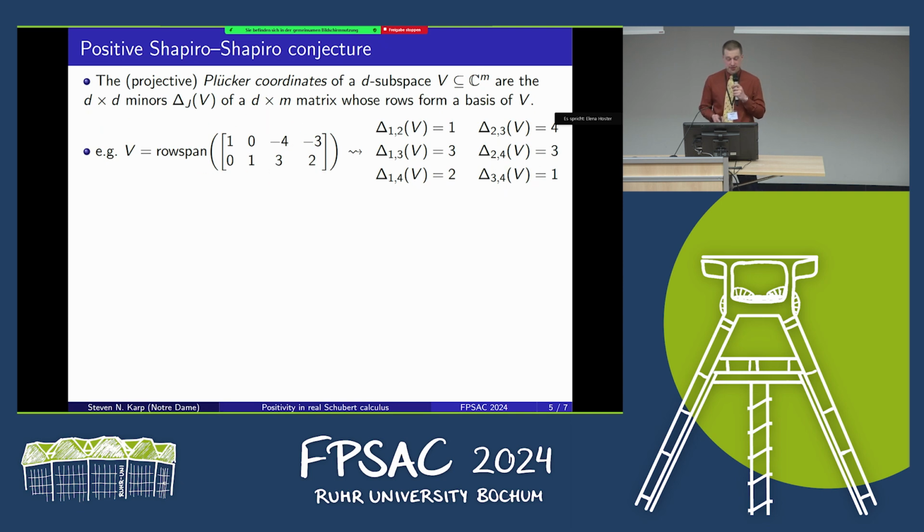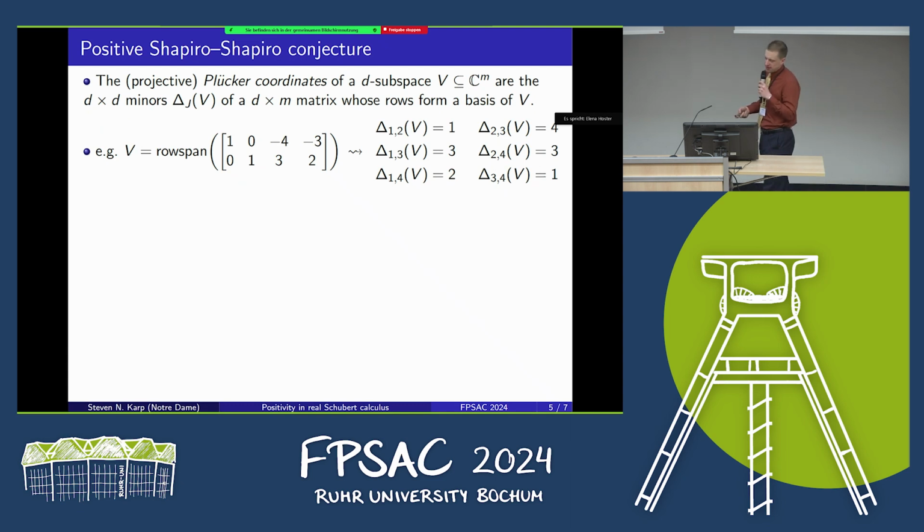So here I have a two-dimensional subspace of C^4, and I have a matrix whose two rows form a basis. And the Pluecker coordinates are the d by d minors of this matrix. So in this example, they're the 2 by 2 subdeterminants. For example, if I want to get the Pluecker coordinate delta indexed by 2, 4, I would look in column 2 and column 4 and take the determinant of that submatrix, which is 3. So that's why this Pluecker coordinate is 3. And it turns out that these coordinates do not depend on the choice of matrix up to simultaneous rescaling.